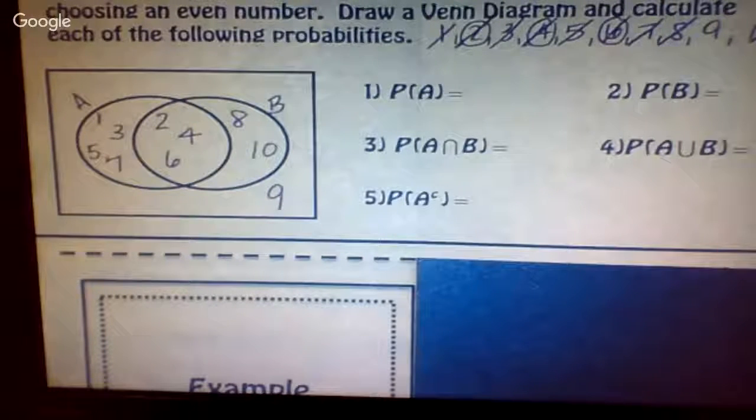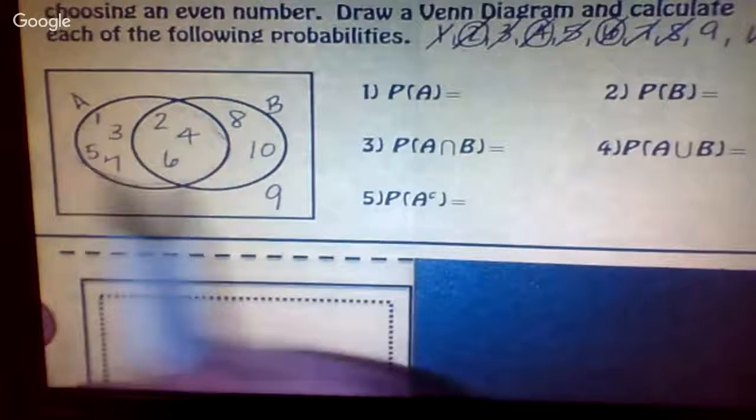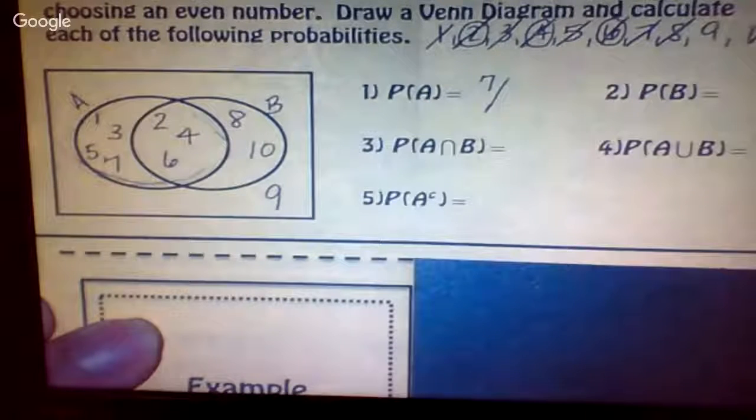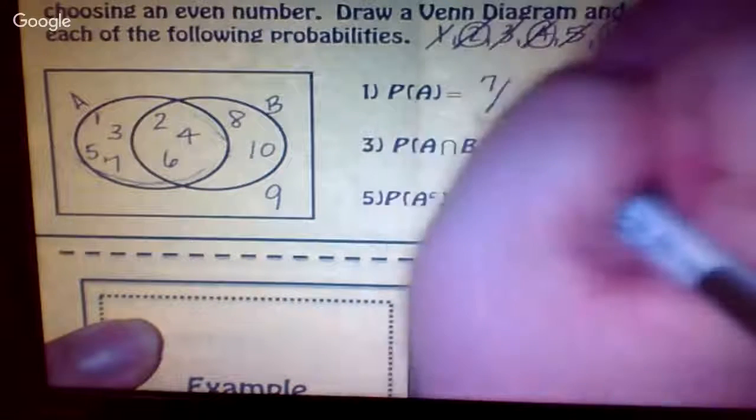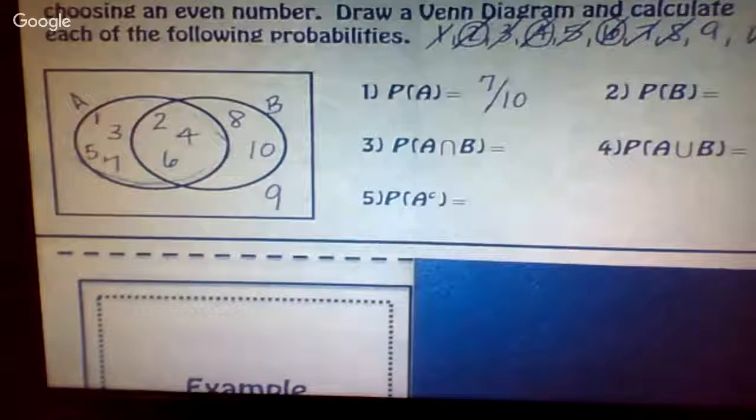Don't forget, this middle part, even though it's part of B as well, it's all in A. Everything that is in A. So this is 7 out of 10. I have 10 cards. Even though 9's on the outside, I still have 10 cards available. So my bottom number is still a 10.